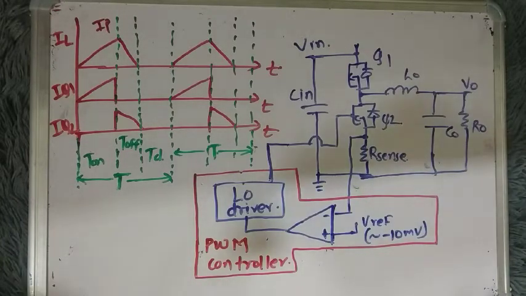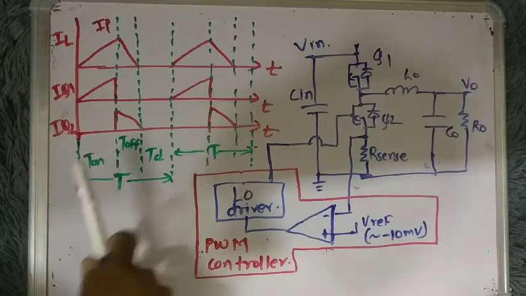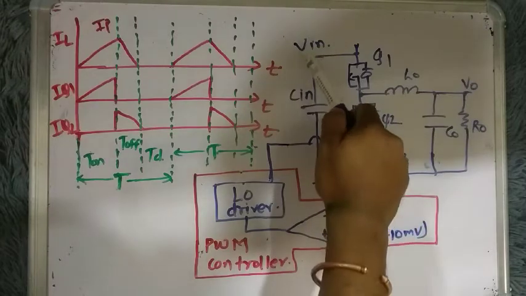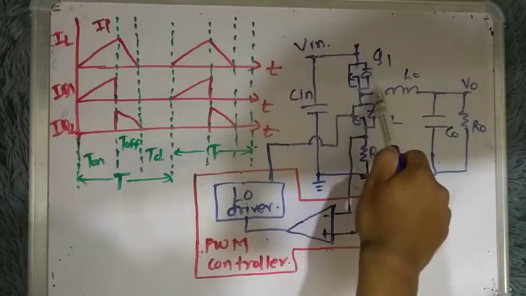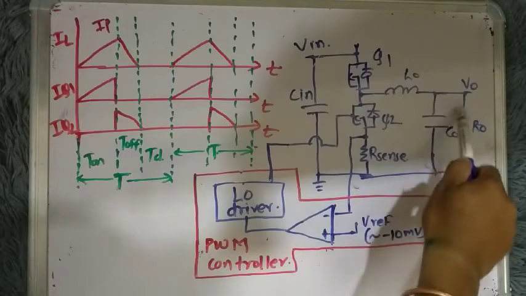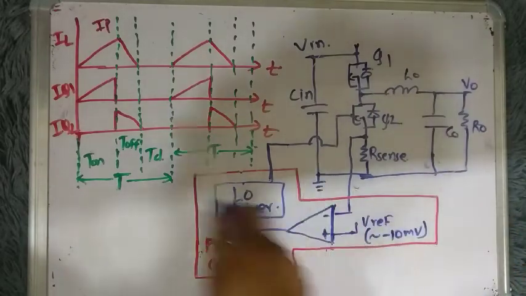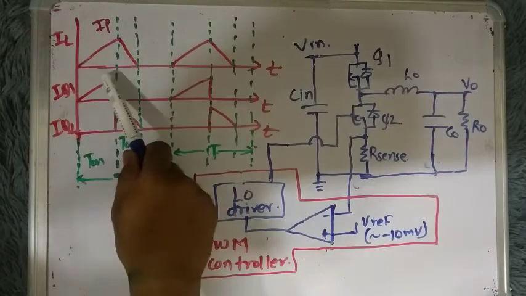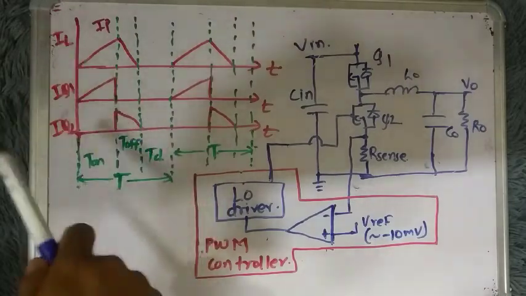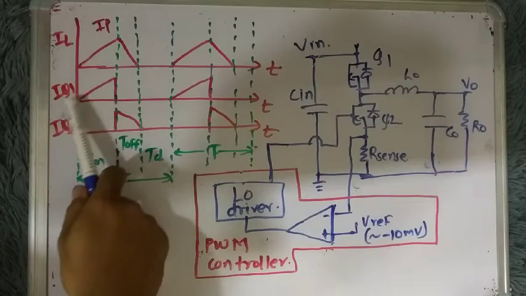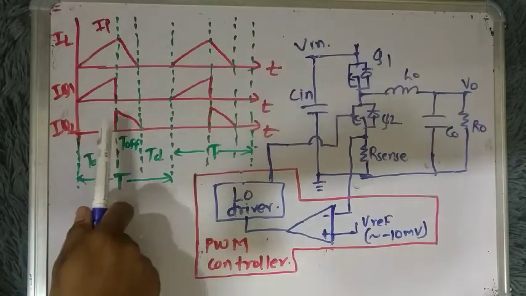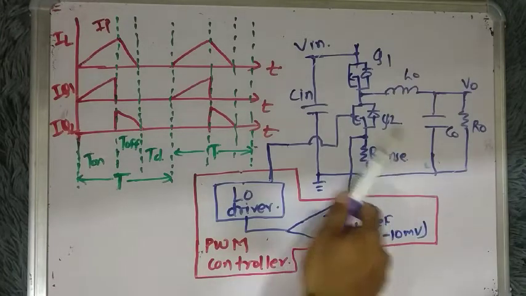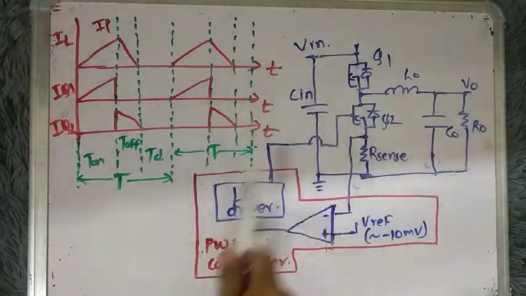As we discussed earlier, during time T on, Q1 is on and Q2 is off. The current flows from the input capacitor, then through Q1, then through the output inductor, then the output load, and back to the ground. This is the inductor current during time T on. It is flowing through the Q1 switch, and that is why it is shown through Q1, and through Q2, since it is off, there is zero current.